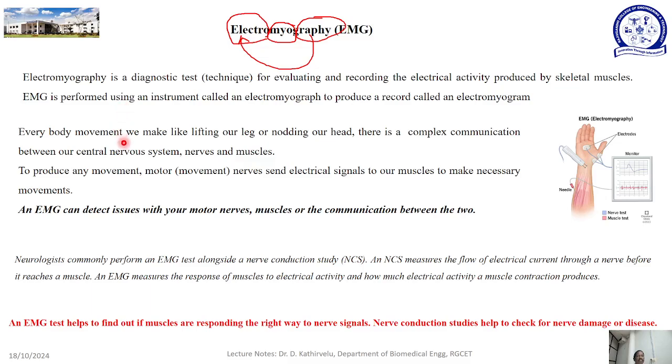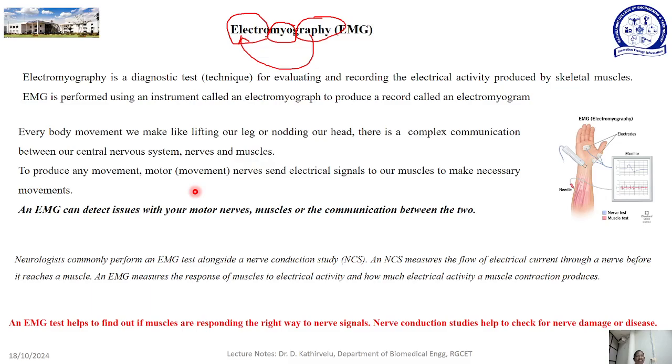Whenever we make any body movement, lifting a hand, folding our leg, or folding our arms, there is a complex communication involved between the central nervous system and the motor nerves. Whenever this complex communication between the sensory nerves, motor nerves, and the central nervous system is not properly established, there is an issue. There is a pathological condition.